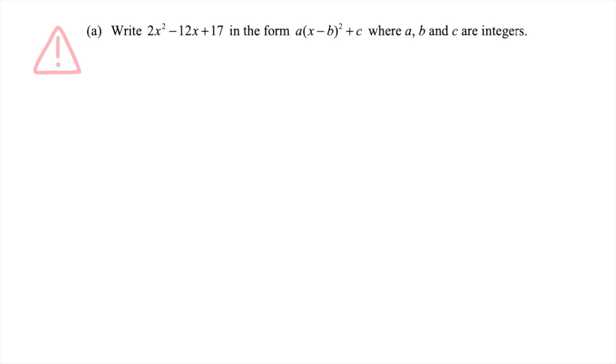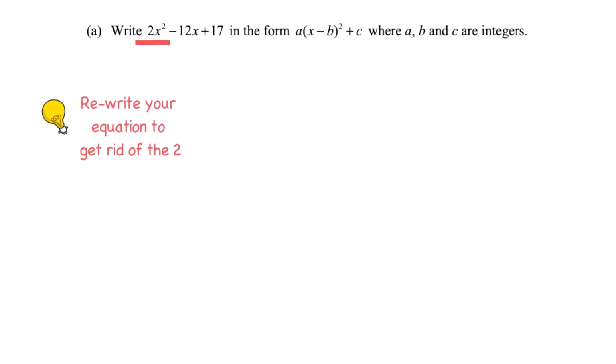This question is slightly different because there is a 2 in front of the x squared instead of the normal 1. We've got a quadratic at the beginning and we've got a set of brackets squared, so we know that we have to complete the square. The first thing that we need to do to make this work is essentially get rid of the 2. We can do that by rearranging our original equation.